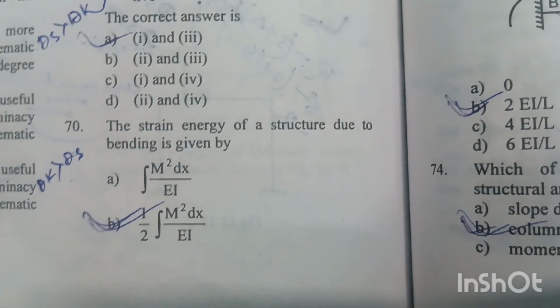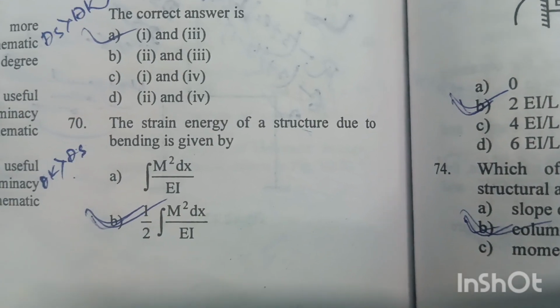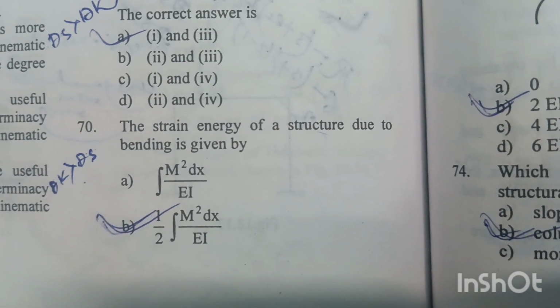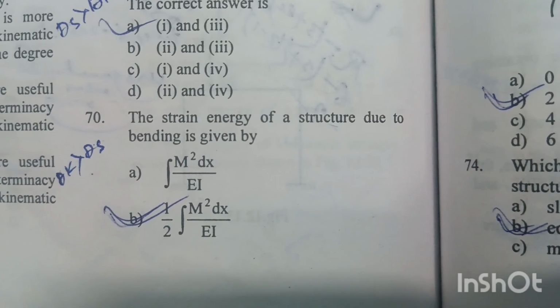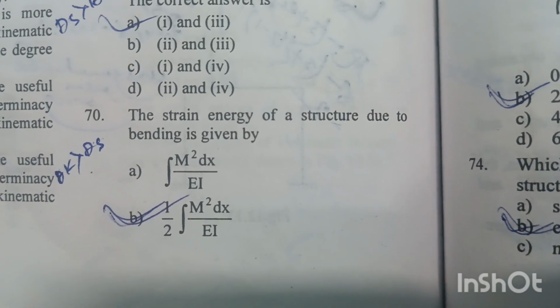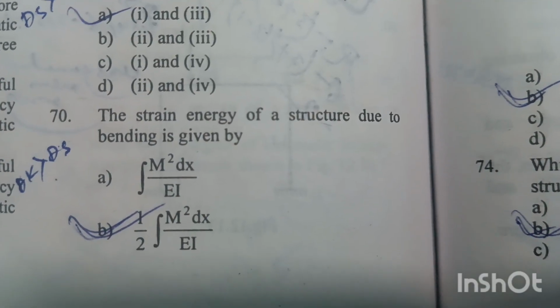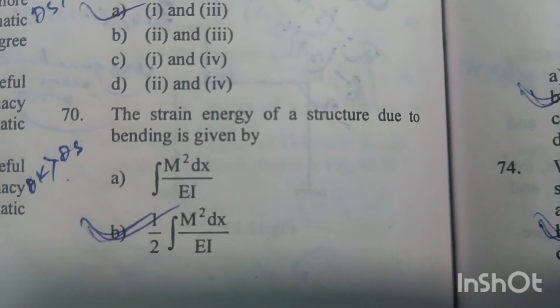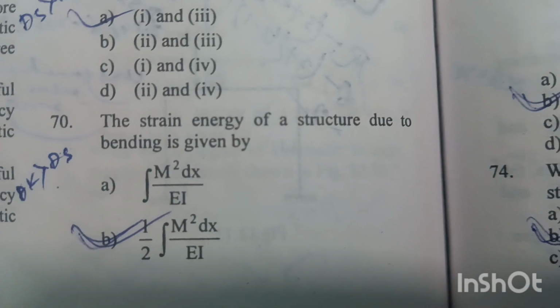Question number 70. The strain energy of a structure due to bending is given by. Option B is right answer, half into integration M square dx by EI, where M is the bending moment at a section x and EI is the flexural rigidity of the structure.